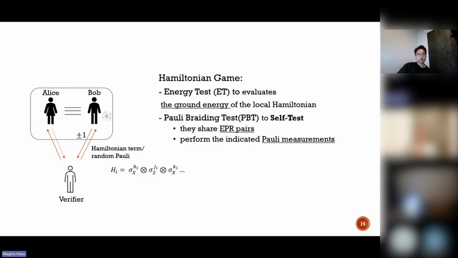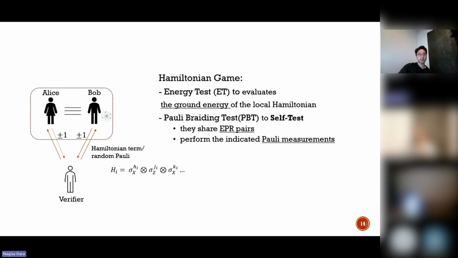This test is called the Pauli braiding test, to self-test if they share EPR pairs or not, if they perform the indicated Pauli measurement honestly or not. In this Pauli testing, unlike in the energy test, the verifier randomly chooses random Paulis and sends them to Alice and Bob, and then checks the answer.